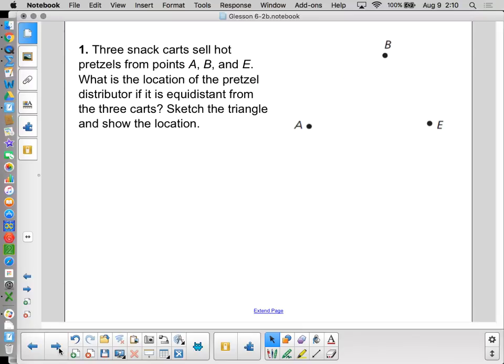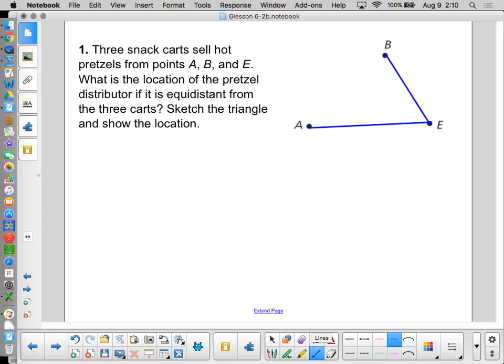Three snack carts sell hot pretzels at points A, B, and E. What is the location of the pretzel distributor if it's equidistant from the three carts? Now, of course, we can't find a precise location. But if it's equidistant from the three points, what am I looking for? I must be looking for the circumcenter, where the perpendicular bisectors intersect.